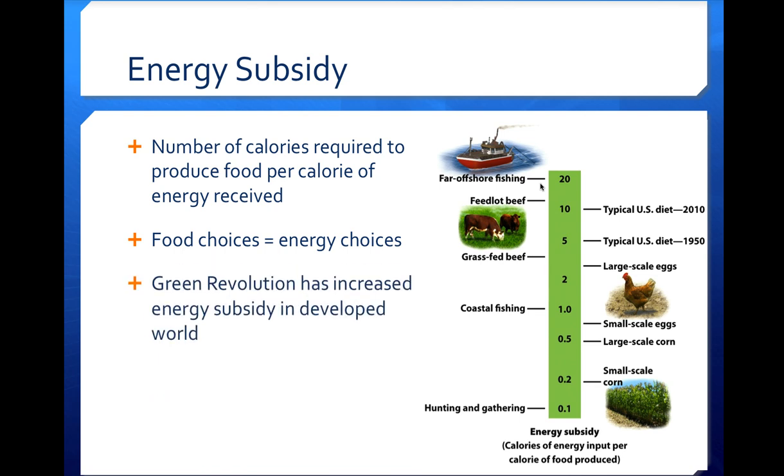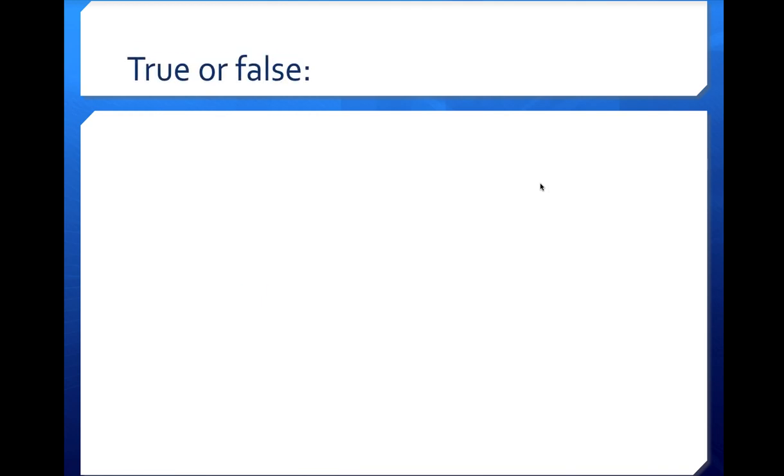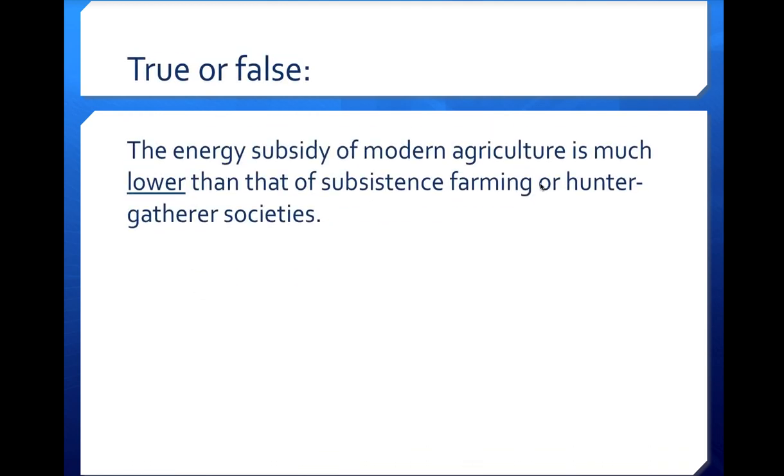Now, the Green Revolution, which we're going to learn about next, has increased our energy subsidy in the developed world. It's greatly increased the amount of energy we have to put in to our crops in order to get 1 calorie of energy out. So, quiz question for you, true or false? The energy subsidy of modern agriculture is much lower than that of subsistence farming or hunter-gatherer societies. Now, is this A, true, or B, false? Go ahead and choose your answer.